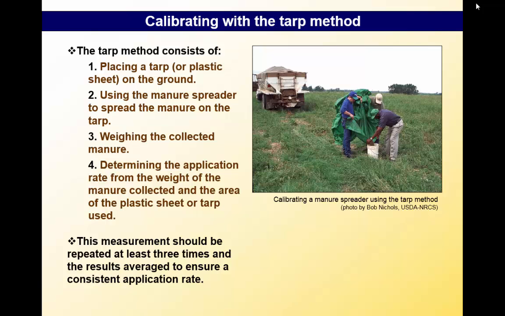So the tarp method consists of placing a tarp or a plastic sheet on the ground. You use the manure spreader, drive across, spread it at the rate you're applying. You want to go the speed you're going to go, have the gate settings the way they're going to be, drive over top, spread it out. Weigh and collect it. Might have to have a decent scale for this. And you'll know the amount that's being applied per acre. Do it 3 times. You're not going to get it right the first time. You need a good average. So you do something like this 3 times.